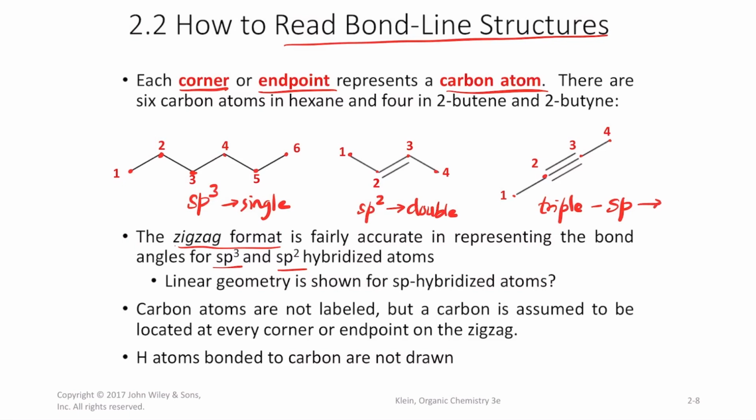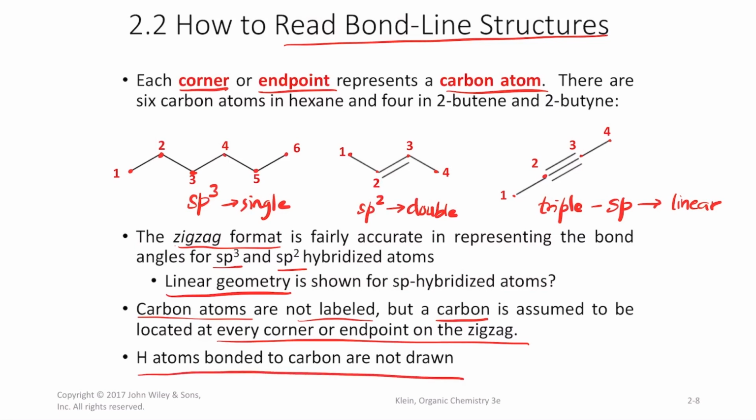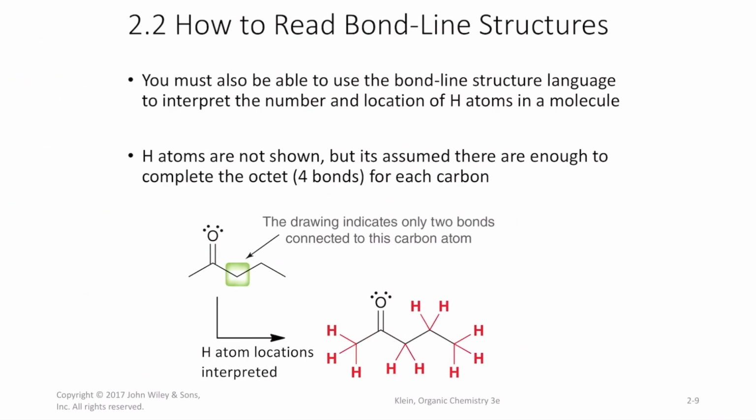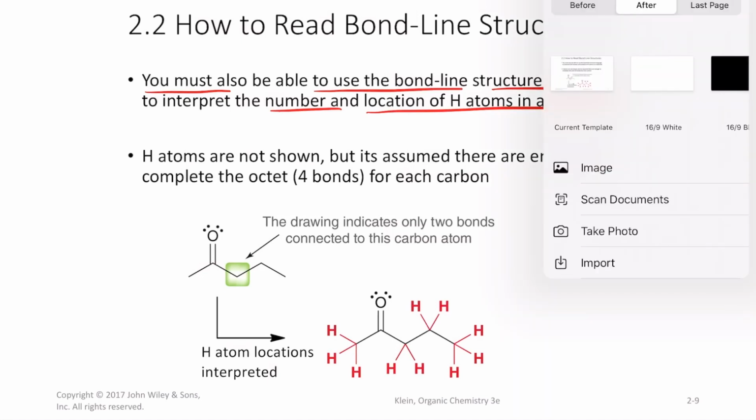But sp hybridized molecules are linear, which means you will have to draw a straight line structure. That's why we use linear geometry for sp hybridized atoms. We do not label carbon atoms, but we assume that there is a carbon at every corner and at the end point of the zigzag. We also do not draw the hydrogens on the carbon atoms. So you must also be able to interpret the bond line structure language to determine the number and location of the hydrogen atoms. Let's take a simple example of the molecule given here.